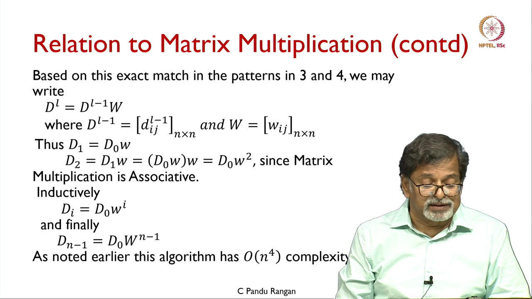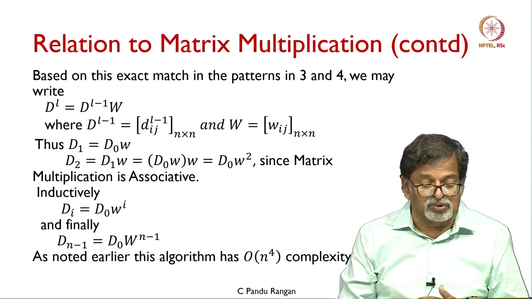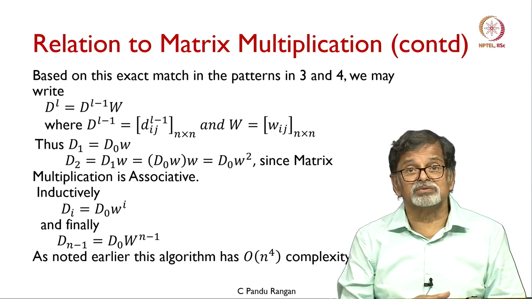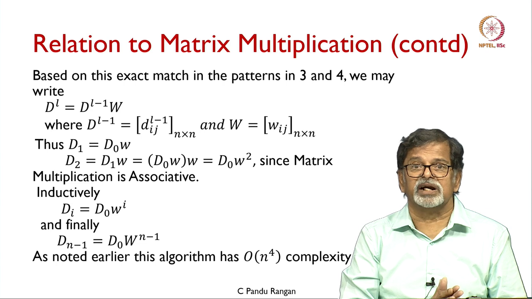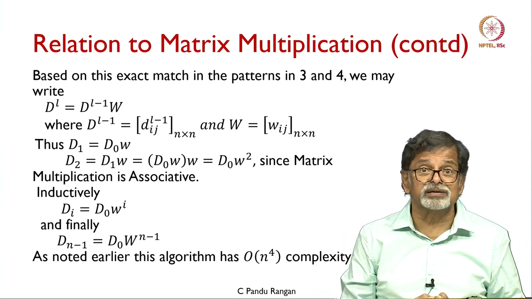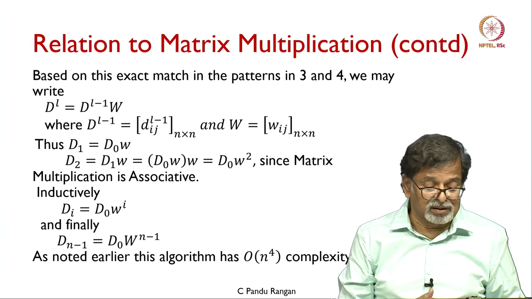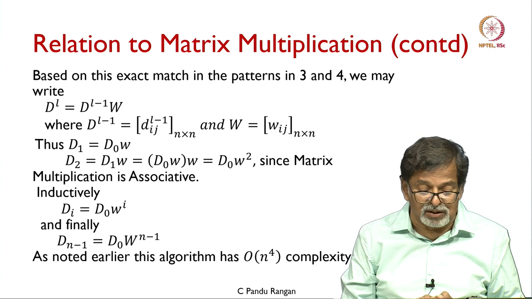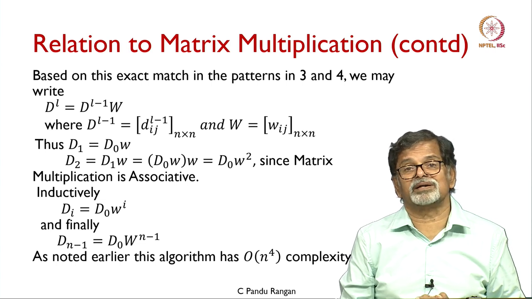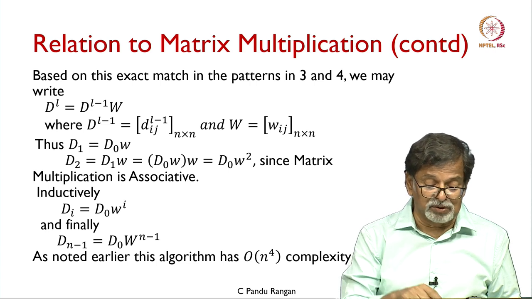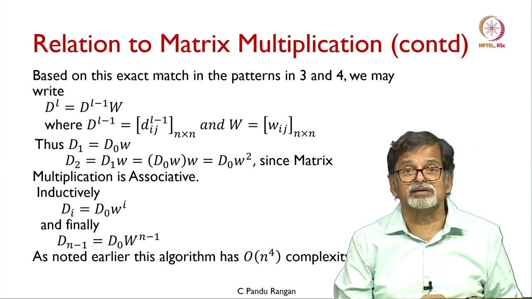Therefore, you write D1 as D0W, D2 as D1W, which is D0W times W. Matrix multiplication is associative, so moving the W to the other side, you get D0W squared, and so on. Therefore, we have D(n-1) is D0W to the power n-1. This is the power of the matrix, W to the power n-1.